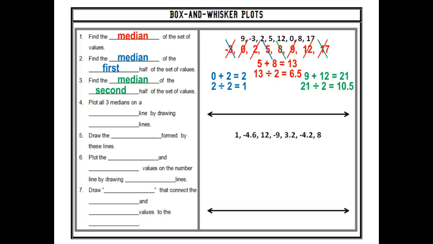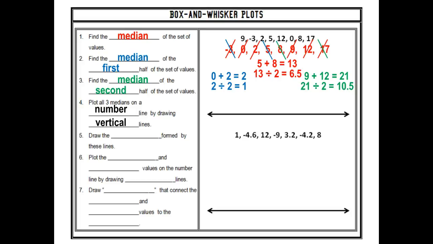Now I'm going to plot all 3 medians on a number line by drawing vertical lines. In this case, I was given a blank number line. That may not always be the case. Sometimes there'll be numbers there. But if you're given a blank number line, you need to use your rounding skills. So I'm going to look at the biggest value, the maximum value, and the minimum value of my set.